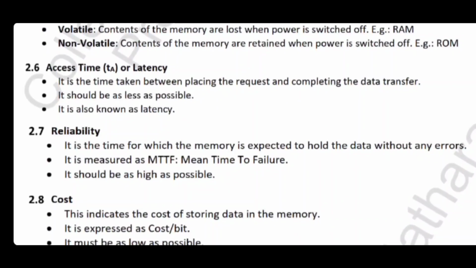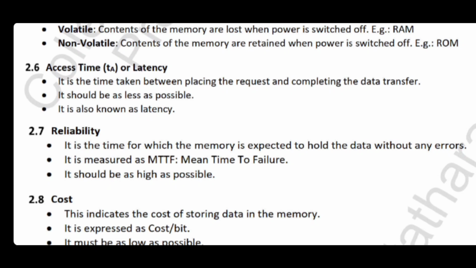Then the next characteristic of memory is access time. It can be written as TA, also called latency. It is the time taken between placing the request and completing the data transfer. It should be as small as possible. It is known as latency. So access time should be very small for a process to continue, or for successful data processing, the access time should be small.